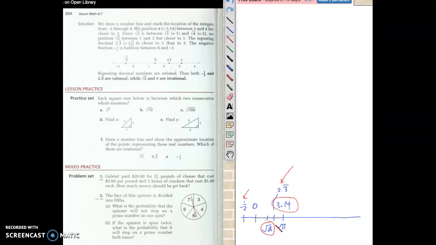It's a huge lesson, this idea of real numbers, irrational numbers, rational numbers, and then of course just estimating square roots. I want you guys to go ahead and do the lesson practice, and then any questions you have, please write them down so that either you can email them to me, or we can talk about them on Thursday.